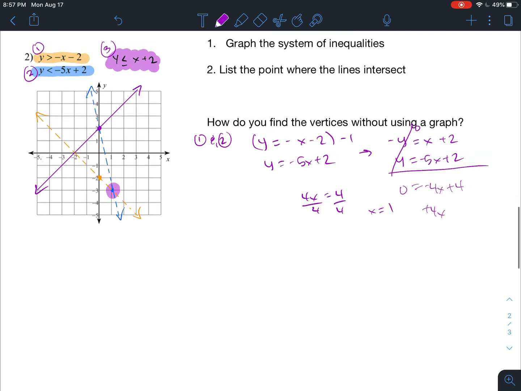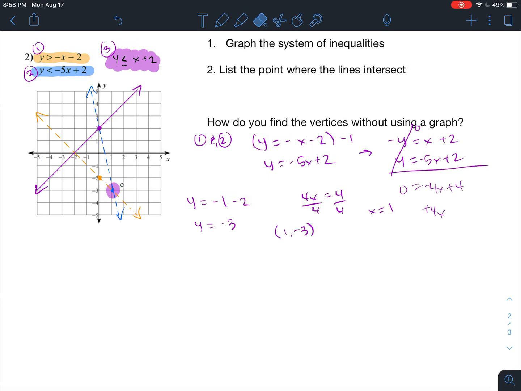Now we have to plug that back into one of our equations. So let's do y is equal to -1 minus 2, y is equal to -3. So there we have our point at (1, -3). So that is this point right here at (1, -3).